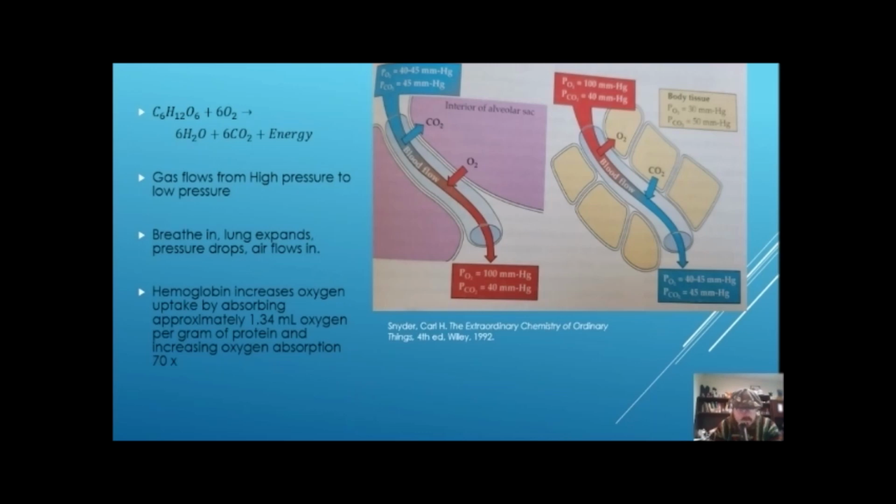So breathing in and breathing out is just that. As we breathe in, the air flows in, and it flows to the lowest pressure region. As it expands, the lowest pressure region is the alveoli, the little sacs at the very end of the lungs, where we have the interaction with the blood vessels.